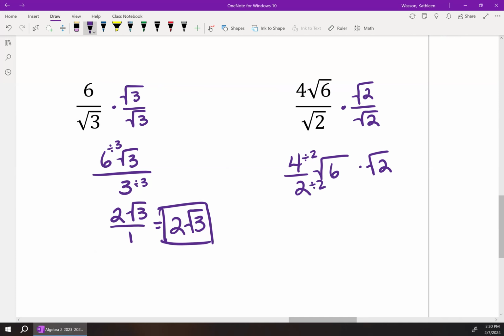The 6 and the 2, I'm going to break this down as 3 times 2. And then I'll write it as 1 radical with everything joined together. So when I reduce this, I have 2 square root 3 times 2 times 2. So I have a group of 2's. The 3 stays in. So I have 2 times 2 square root of 3. This is 4 square root 3.